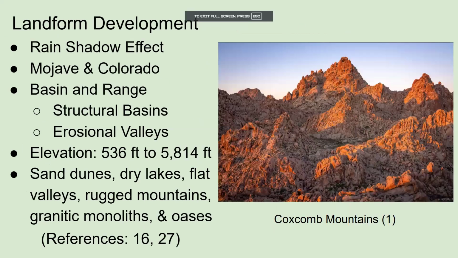The landscape of the Mojave and Colorado deserts is a result of a rain shadow effect, as the tall mountains to the west of the region block rainfall, leading to less precipitation in the area. Structural and erosional valleys form along faults in the park, influenced by erosion of rock caused by water or wind. Elevations within the park range from 536 feet to 5,814 feet at Quail Mountain. The park is characterized by its sand dunes, dry lakes, flat valleys, rugged mountains, granitic monoliths, and oases.